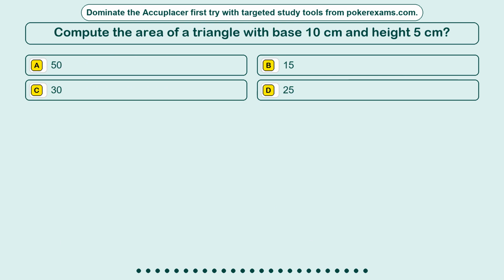Question 12. Compute the area of a triangle with base 10 cm and height 5 cm. Option A, 50. Option B, 15. Option C, 30. Option D, 25.